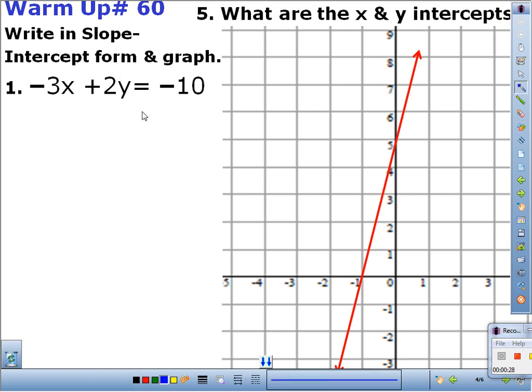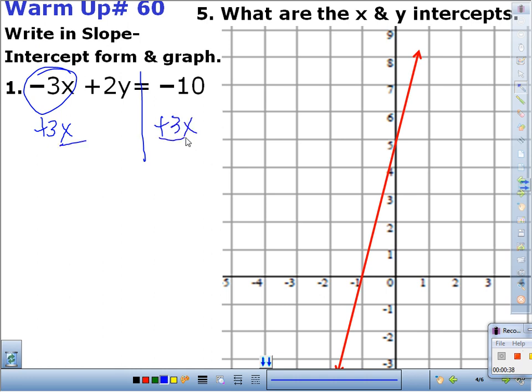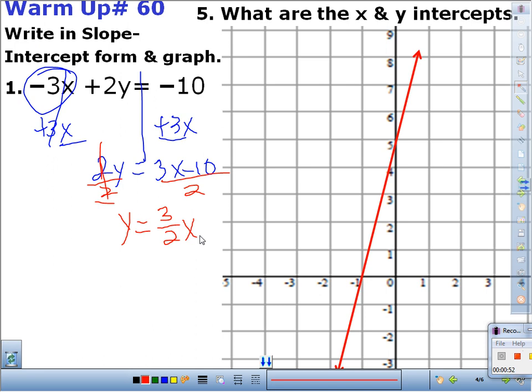So line down the equal sign. We need to solve for y, so I need to get rid of the x. Add 3x to each side. We're left with 2y equals 3x minus 10. Last step, divide by 2, divide by 2. Y equals 3 over 2x. Negative 10 divided by 2, that's negative 5.